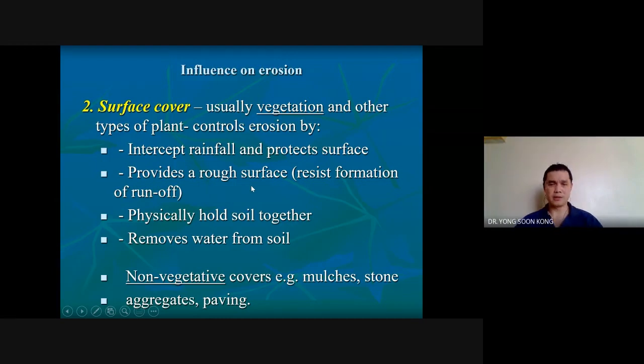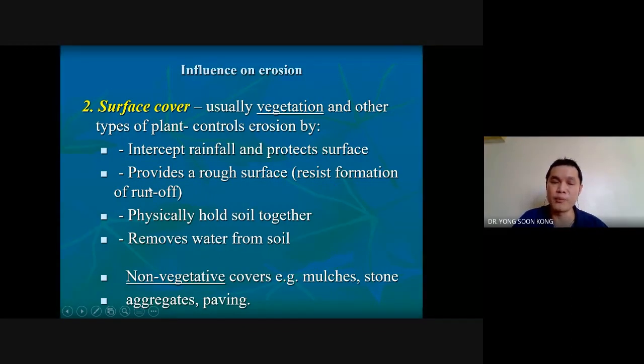Now, what is this rough surface? If you can imagine, when you're standing just below a tree, what do you see? Tree roots, right? Now, when these tree roots grow on top of the surface, they are not going to grow uniformly. Sometimes it's higher, sometimes it's lower. So they have a lot of boundaries that stop the rain from flowing very fast. That's what they call rough surface.